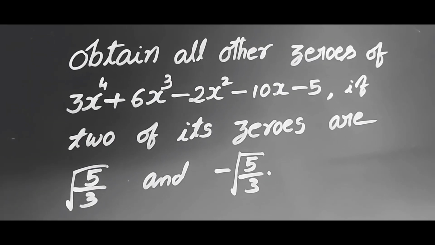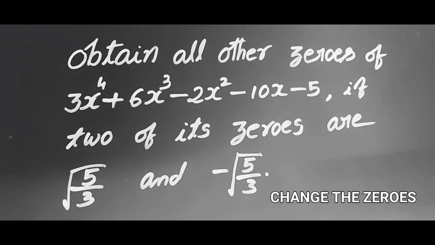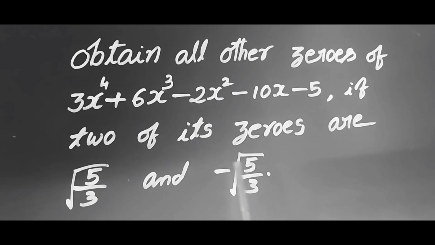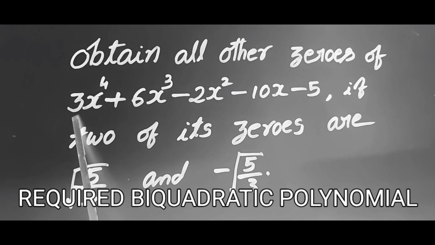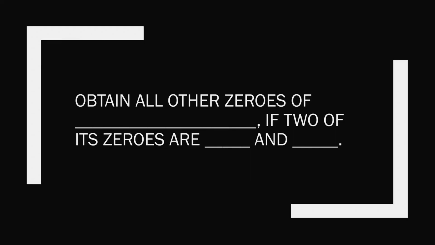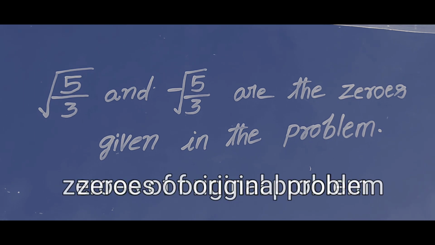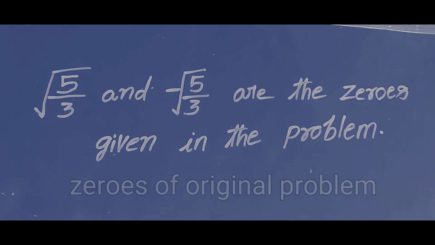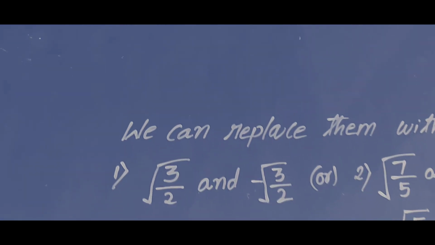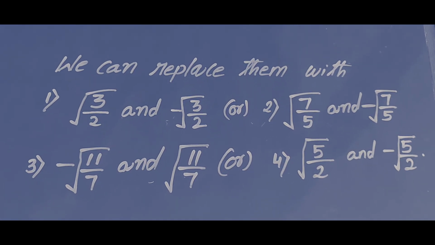To create a problem of this type, we will have to change the zeros, and from those new zeros, we will have to get the required biquadratic polynomial. Now I have removed the zeros as well as the biquadratic polynomial. These are the zeros given in the problem. We can replace them with any of the following combinations.